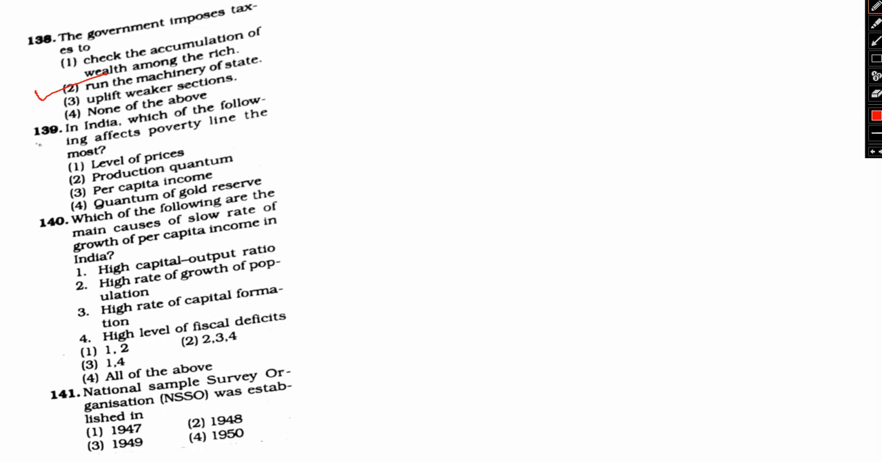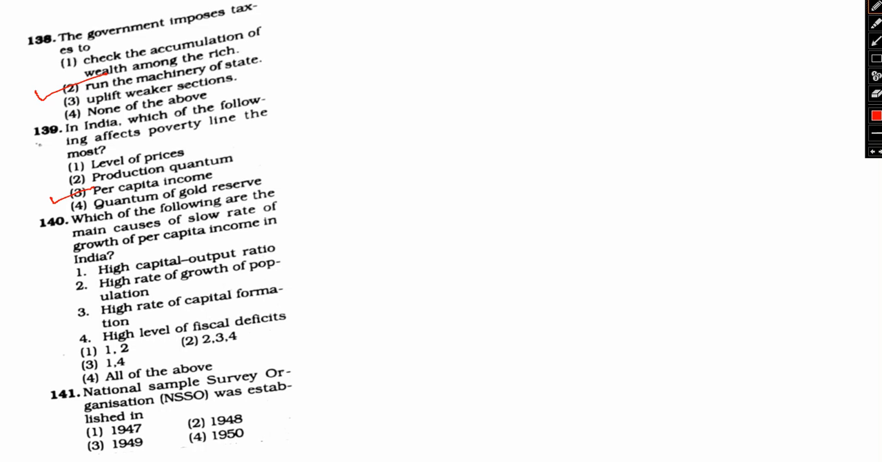139, in India, which of the following affects the poverty line the most? So which factor affects the poverty line in India the most? Our options are: option 1, level of prices; option 2, production quantum; option 3, per capita income; and option 4, quantum of gold reserve. So the right answer is per capita income. Amongst the given options, per capita income affects the poverty line the most.